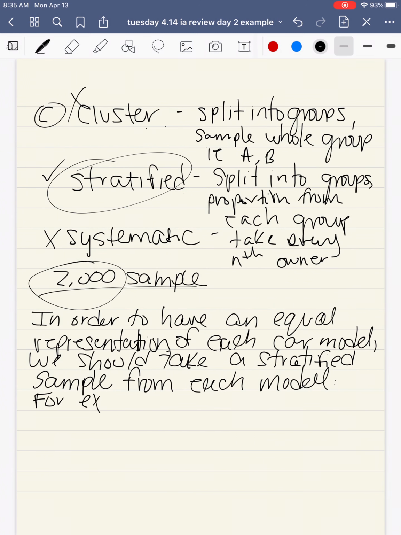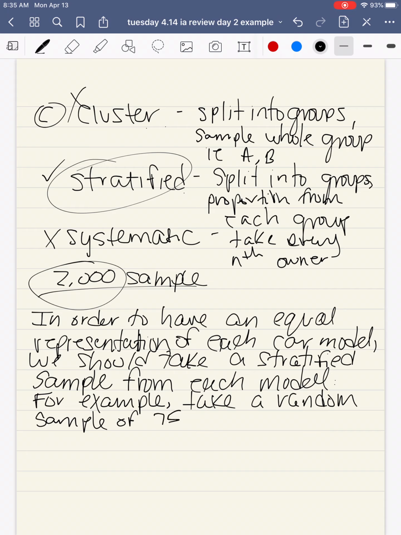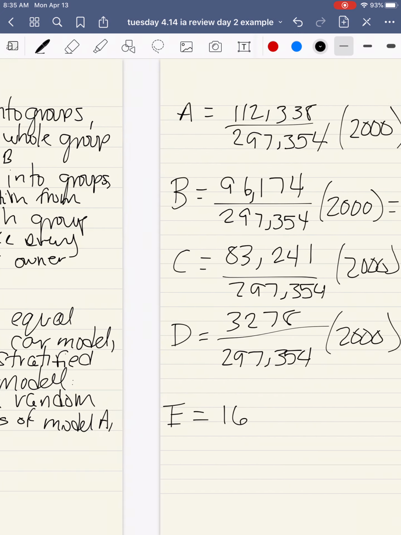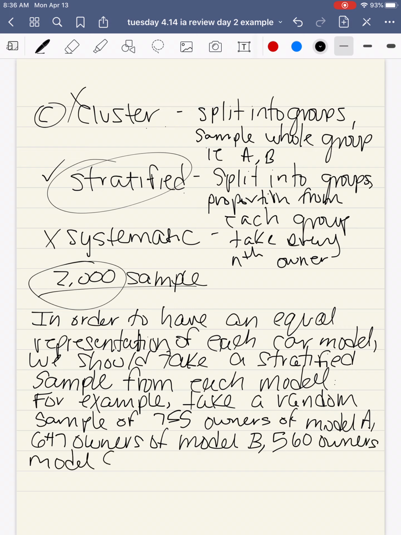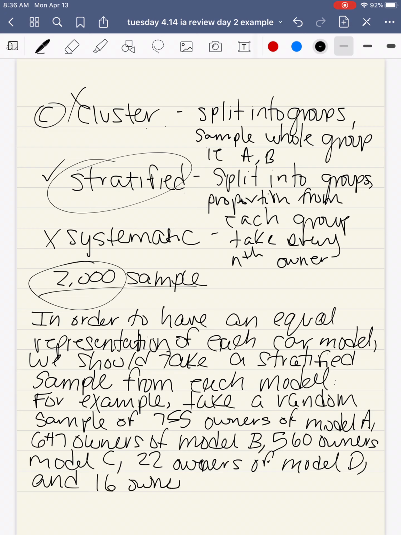So for example, take a random sample of 755 owners of model A, 647 owners of model B, 560 owners of model C, 22 owners of model D, and 16 owners of model E. So that is our solution for part C.